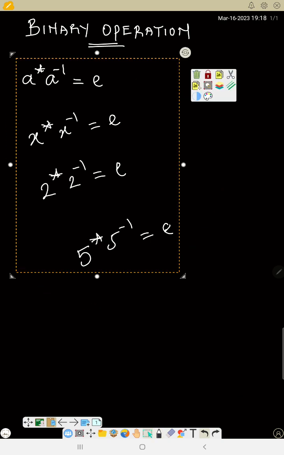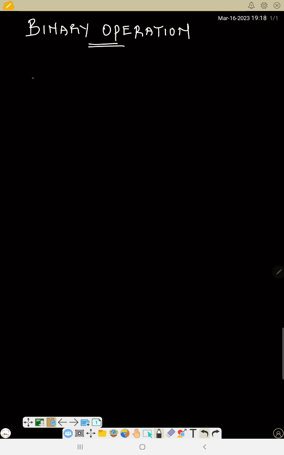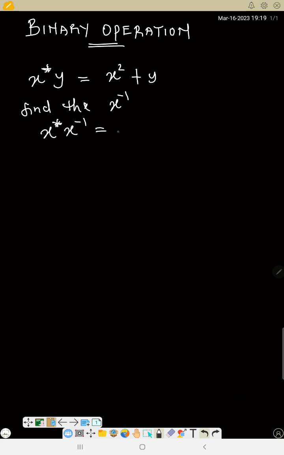So now let's form a question. Let's say I have X * Y = X² + Y. Find the inverse of X. First, the definition of inverse will be X * X inverse equals E, the identity element. So you have to know the identity element first.